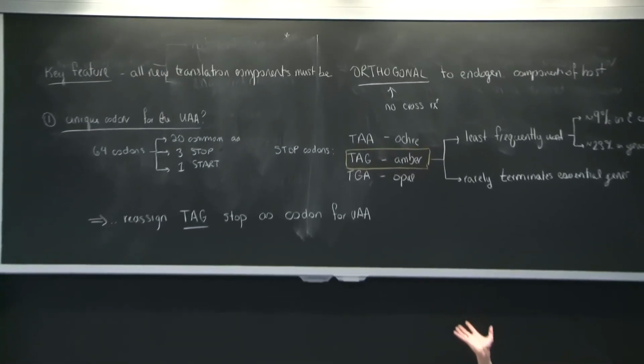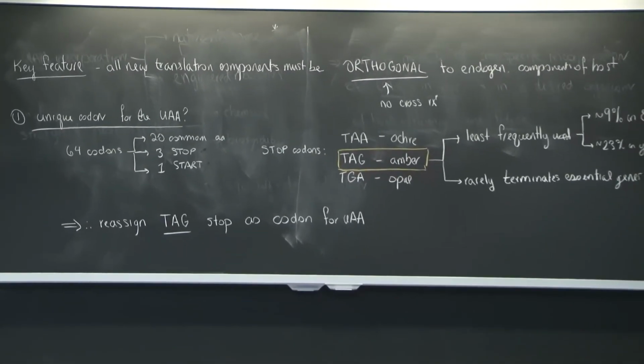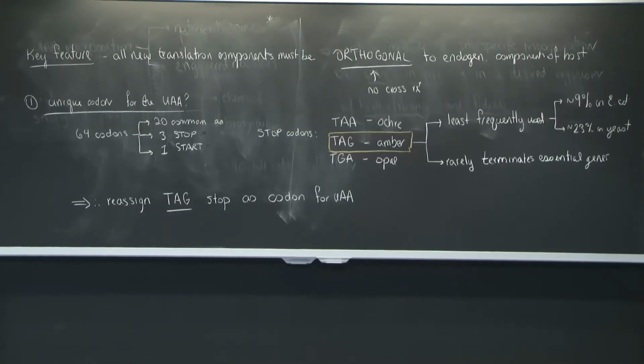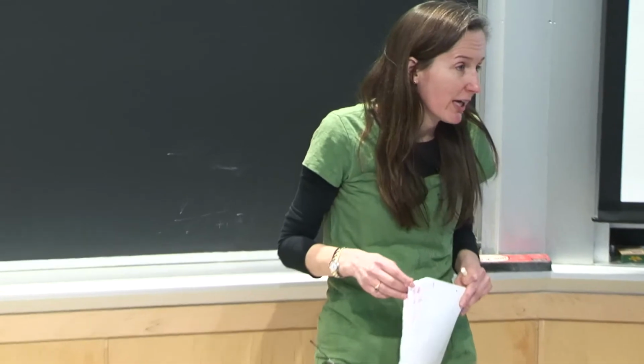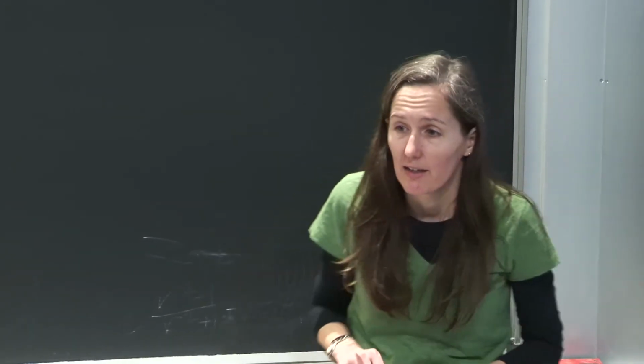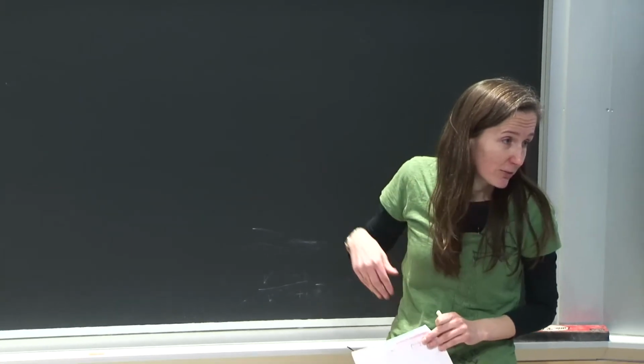So you can make the argument that maybe all of these stop codons aren't essential, right? And what is more deleterious: to use a stop codon that's infrequently used, or to reassign a codon for an amino acid that comes up in many, many different proteins in the cellular pool? So there's a judgment call there.